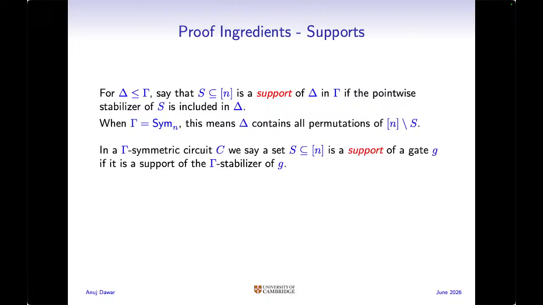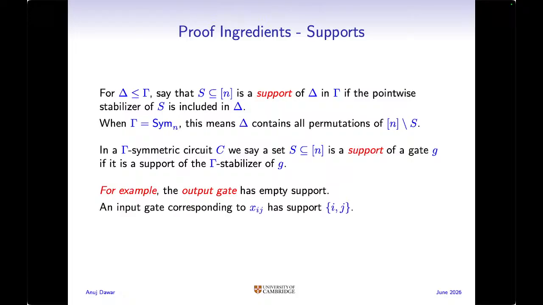In the context of a circuit, we say that a set is a support of a gate if it's a support of the stabilizer group of that gate, or if you will, the invariance group of that gate. Okay? This is just introducing terminology. For example, the output gate has empty support in the sense that everything in gamma fixes it. That was by definition of gamma-invariance of the circuit.